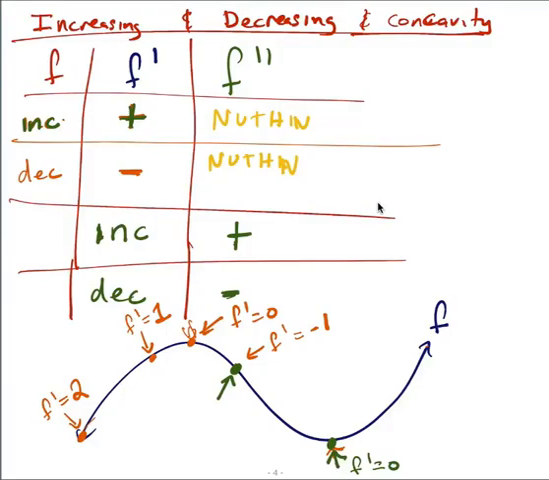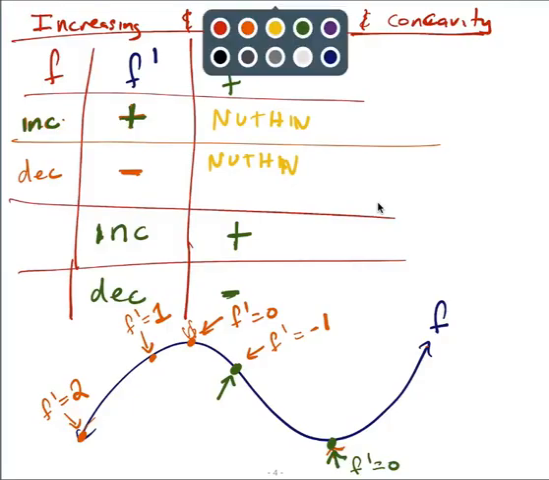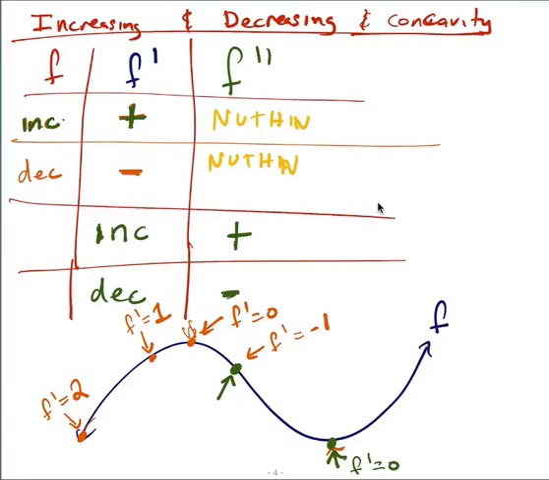Okay, so now I have a question. From this point right here, what's the derivative here? Zero. Okay, is the derivative increasing or decreasing from first green to second green? Increasing, right? Because you're going from minus 1, a negative number, to 0. So notice the function's decreasing, but the derivative is increasing, right?